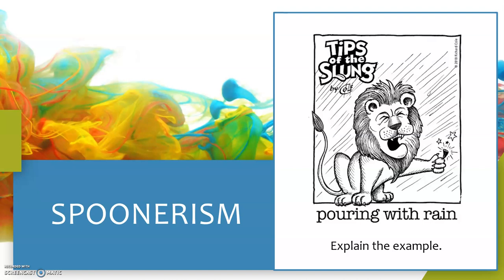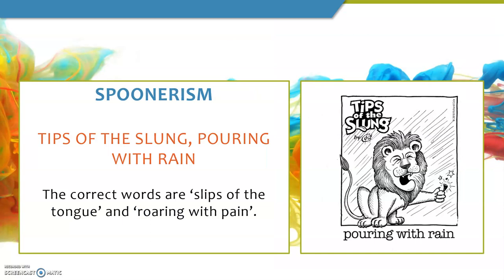Okay, so here we've got a picture of a lion who has a splinter in his paw, and it says he is pouring with rain. Now, the rain has been included there because this series of cartoons is especially designed to show Spoonerisms. That's why it's called tips of the slung. In other words, slips of the tongue. So tips of the slung means slips of the tongue, and it's not pouring with rain. He is roaring with pain. Okay. And so that is Spoonerisms.